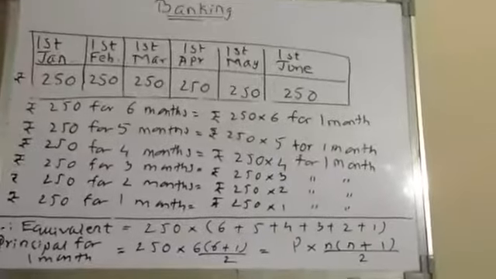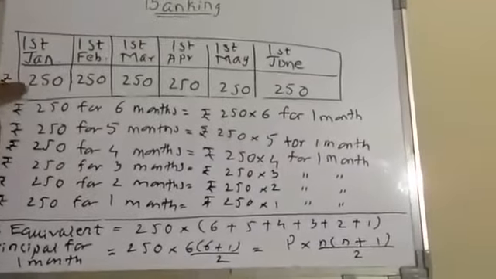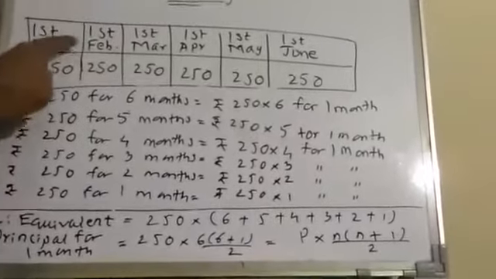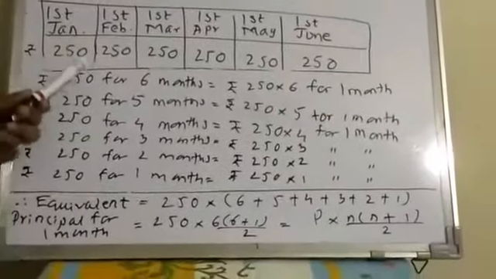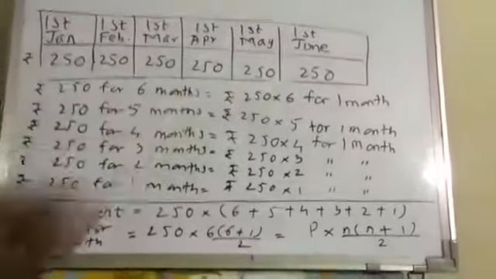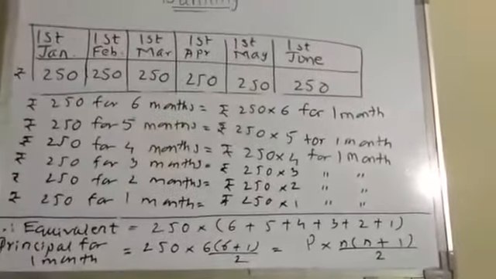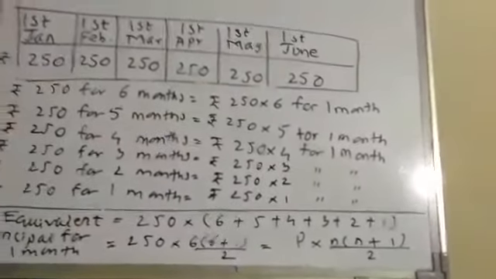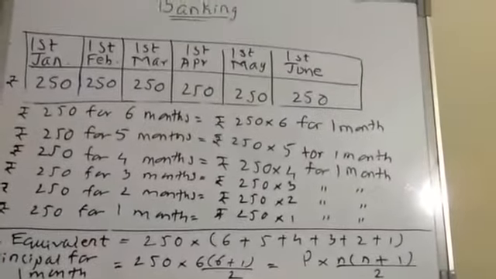Let us consider a case like this. On 1st January you are depositing rupees 250. On 1st February you deposit another 250 rupees, and every month, for example on the 1st of every month, you are depositing rupees 250 till 1st of June. Now such a way of depositing the money is called a recurring deposit.